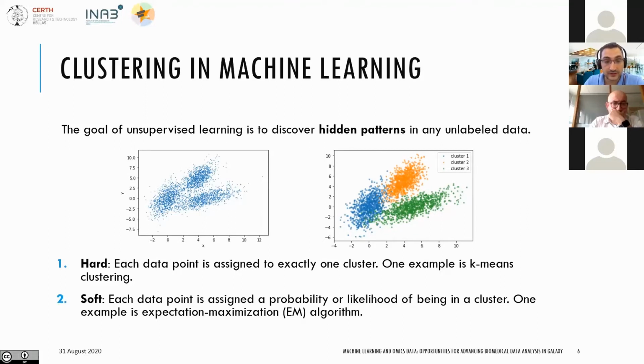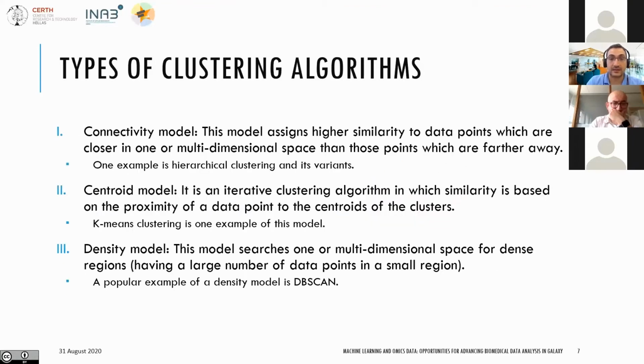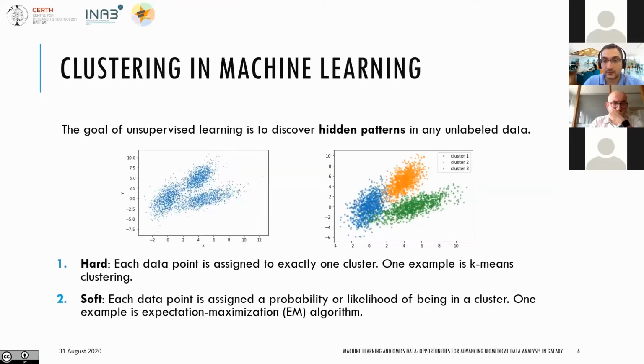On the other hand, you have soft clustering, in which case, instead of really assigning a cluster to each point, you identify a probability, a likelihood, of a particular data point being in a cluster. An example of such an algorithm is the expectation maximization algorithm, the EM one. The reason I'm mentioning that is that for the time being, what we will be exclusively focusing on is hard clustering. So essentially, how to assign data points to a single cluster.